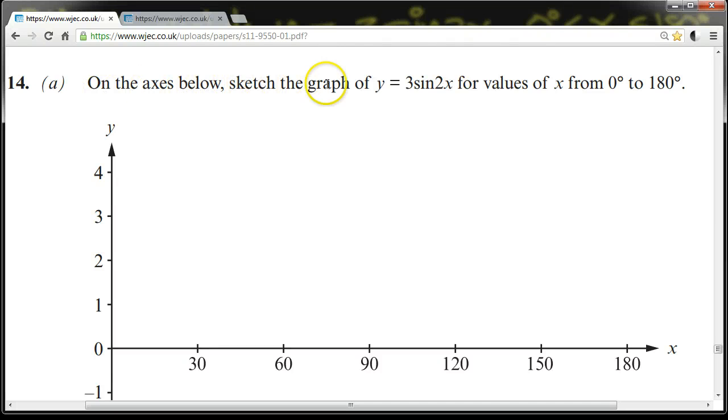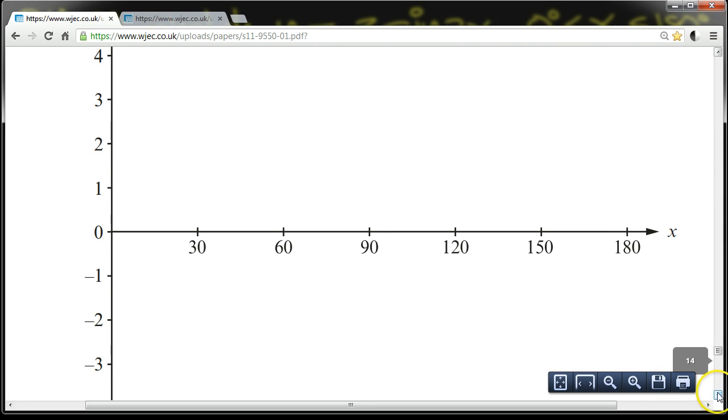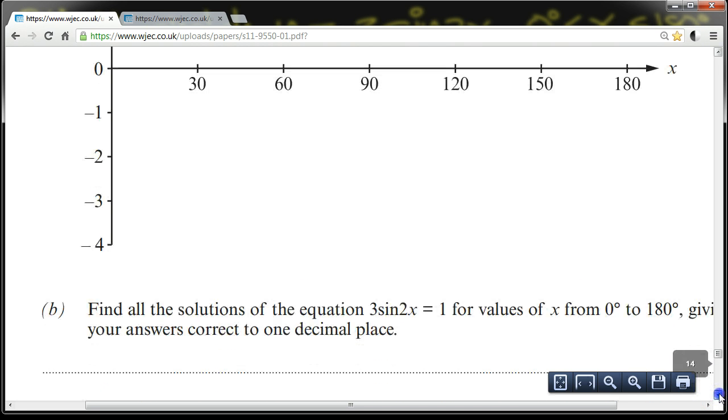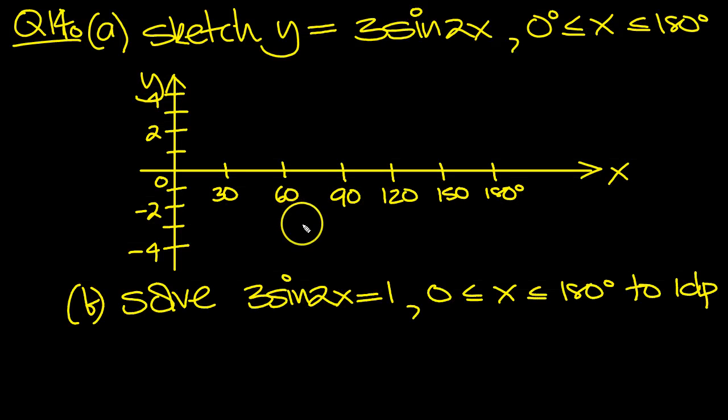On the axes below, sketch the graph of y equals 3 sine 2x for values of x from 0 to 180 degrees. Find all the solutions of the equation 3 sine 2x equals 1 for values of x from 0 to 180 degrees. Give me your answer correct to 1 decimal place. So here's the question, I paraphrased it above.